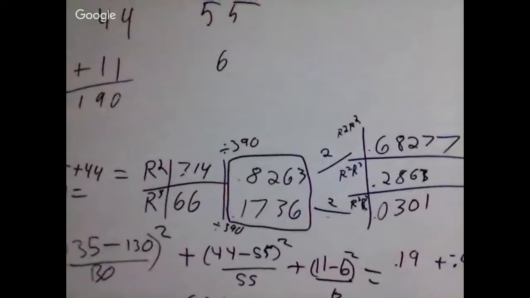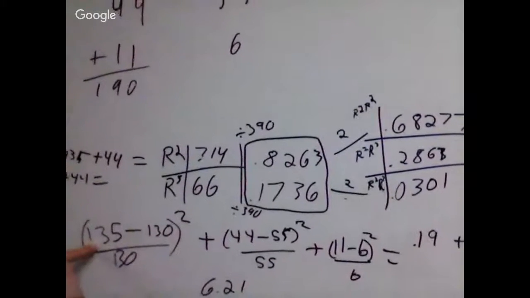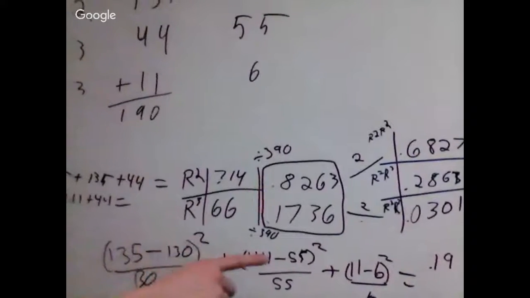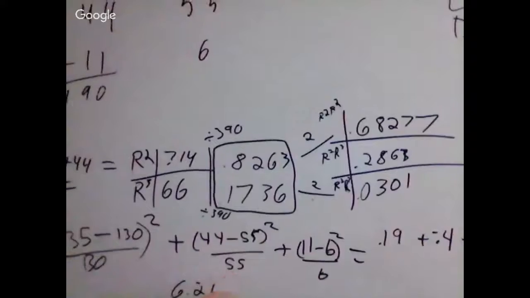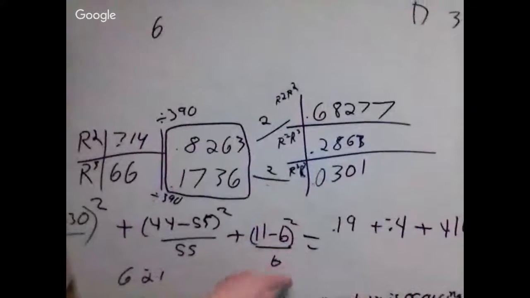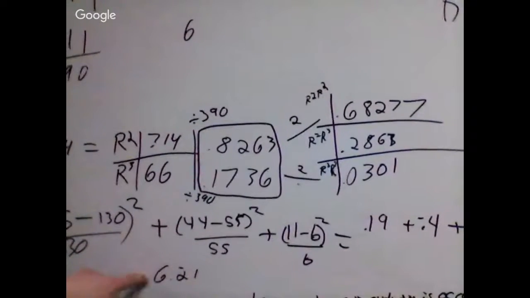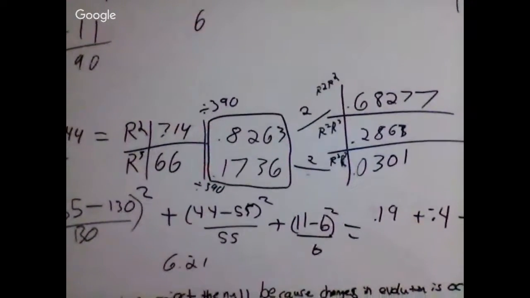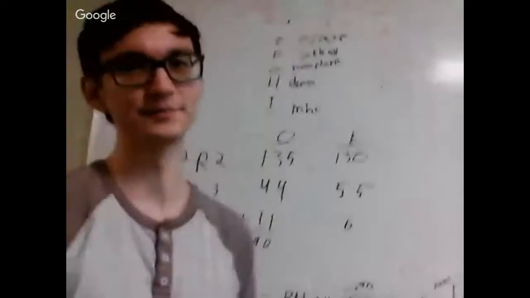And then what we did for our last problem is that we had to try to square everything. So we did 135 minus 130 divided by 130 squared, plus 44 minus 55 squared divided by 55, and 11 minus 6 squared divided by 6. We did that and we got 6.21. For our conclusion, we said we rejected the null because evolution is occurring. Perfect. Moving on to 5.